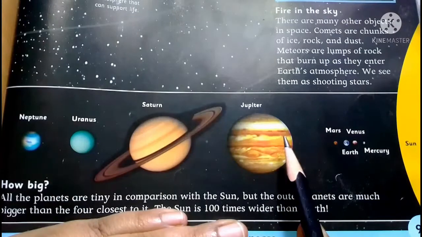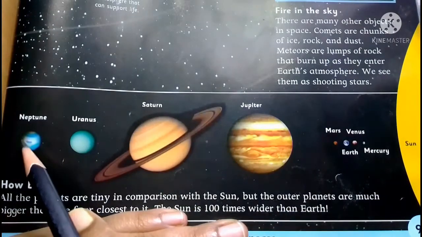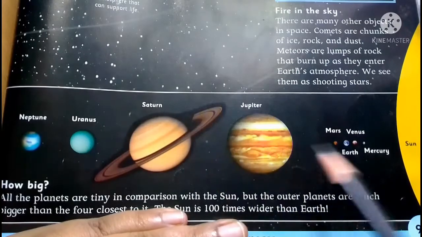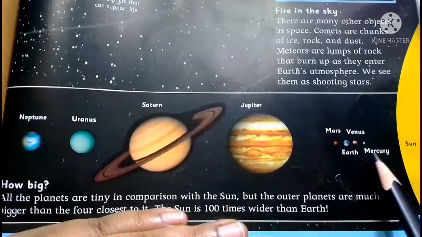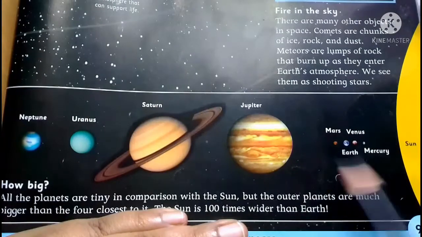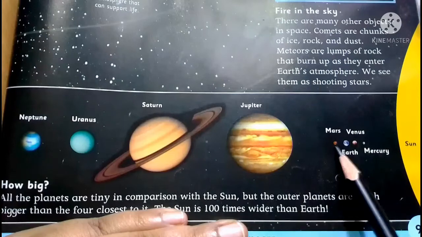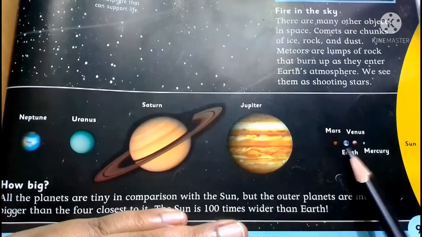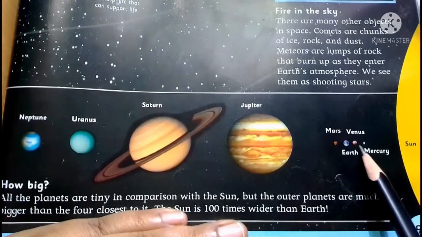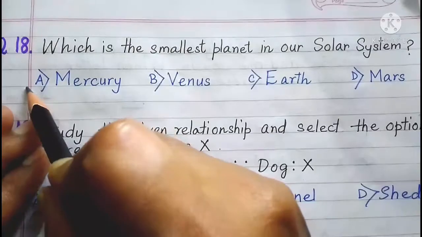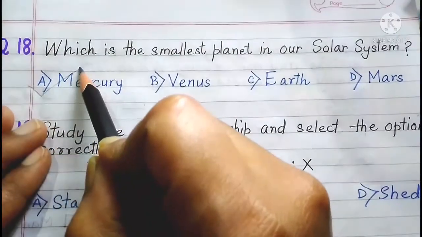Uranus, Neptune. From Jupiter to Neptune, these 4 planets are a little bit bigger. So comparison is basically within the other 4 planets. So Mercury, I think, is smaller than Mars and Venus also. Mercury is smaller than Earth, everybody knows, but from Venus and Mars, Mercury is smaller. So Mercury is the smallest planet in the solar system.